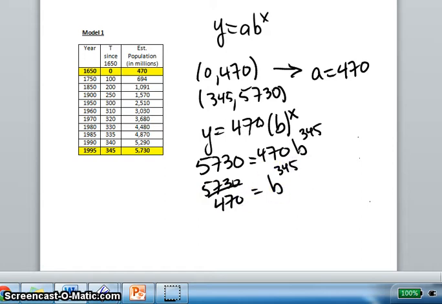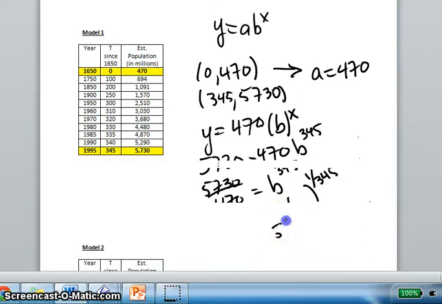Now recall, this is not an exponential equation. This is a power function. So rather than apply any logs, I guess you think of it as taking the 345th root. Most of you know that I prefer using fractional exponents. So we're going to raise both sides of the equation to the 1 over 345th power. And when we do that, we are going to get 5,730 over 470 equals b to the 1 over 345th power.